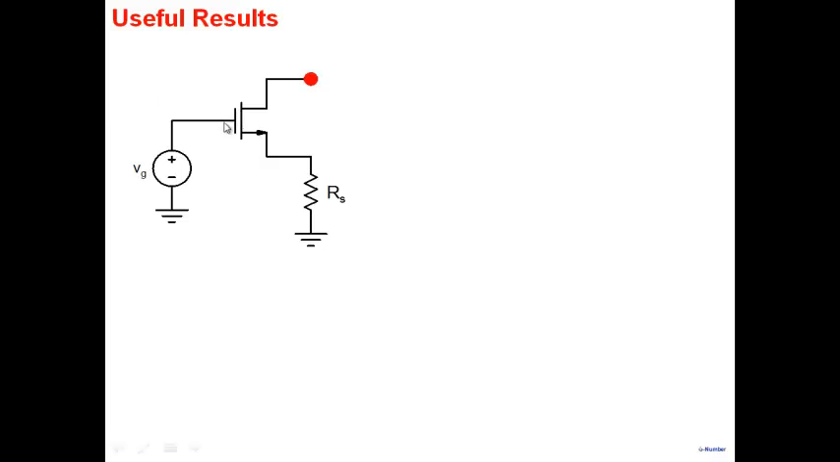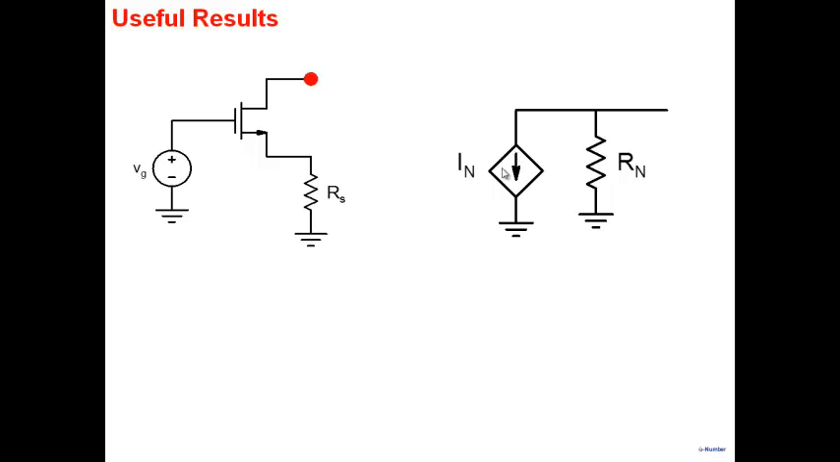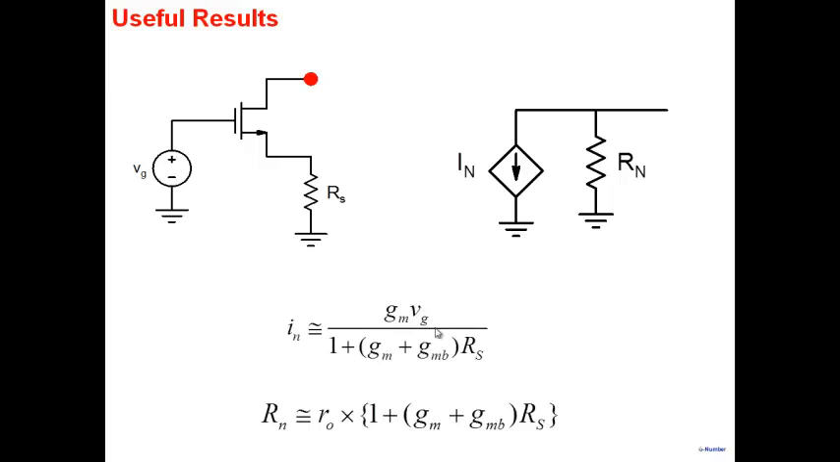If these are small signal results, that if you see a transistor with a resistance attached in the source, RS could be anything, it could be 0 as well. Then what you could do is build a Norton's equivalent at this particular node. And Norton's equivalent, as we know, will be a Norton's current and a Norton's resistance. And through small signal analysis, it's easy to show that the Norton's current is equal to GMVG divided by 1 plus GM RS here.